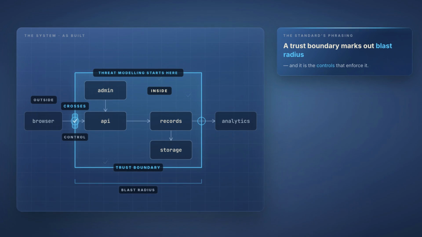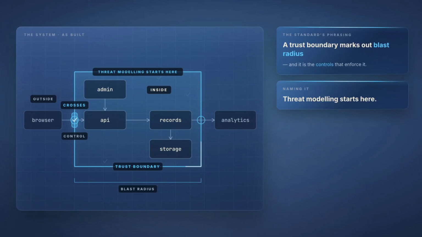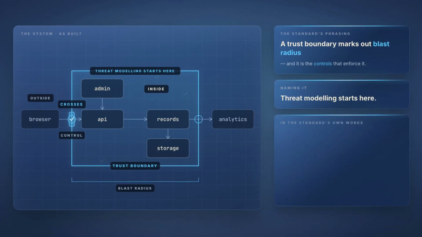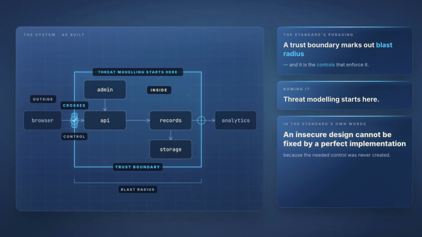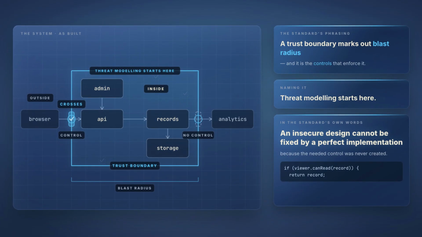Naming that boundary is where threat modeling starts. And that's the whole of what I'll say about it. It's the mechanism under everything that follows, and it deserves better than 4 minutes. Here's why skipping it doesn't get rescued later. Bad design can't be fixed by good implementation. In the standard's own words, an insecure design cannot be fixed by a perfect implementation because the needed control was never created. You can write flawless code enforcing a rule you never wrote down.